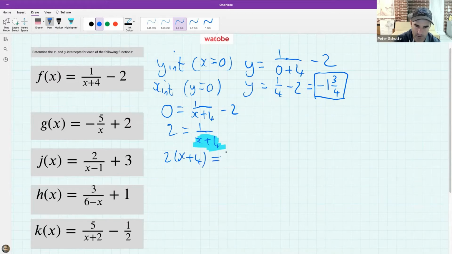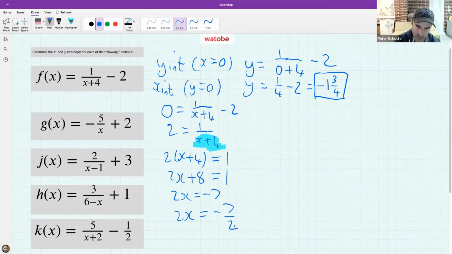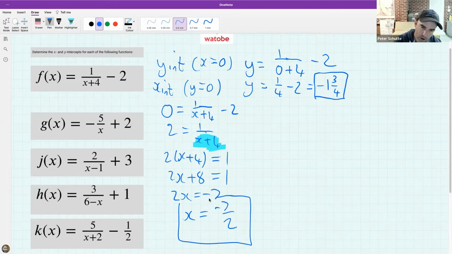Actually a bit of working out, but you get there in the end. Then I get 2x plus 8 is 1. Take away 8 from both sides, and I'll get 2x is minus 7. And then we just have to divide both sides, so we get x is minus 7 over 2. So you have to be able to find the x and y intercepts for hyperbolas. So what I want you to do is I'm just going to ask you to do J.